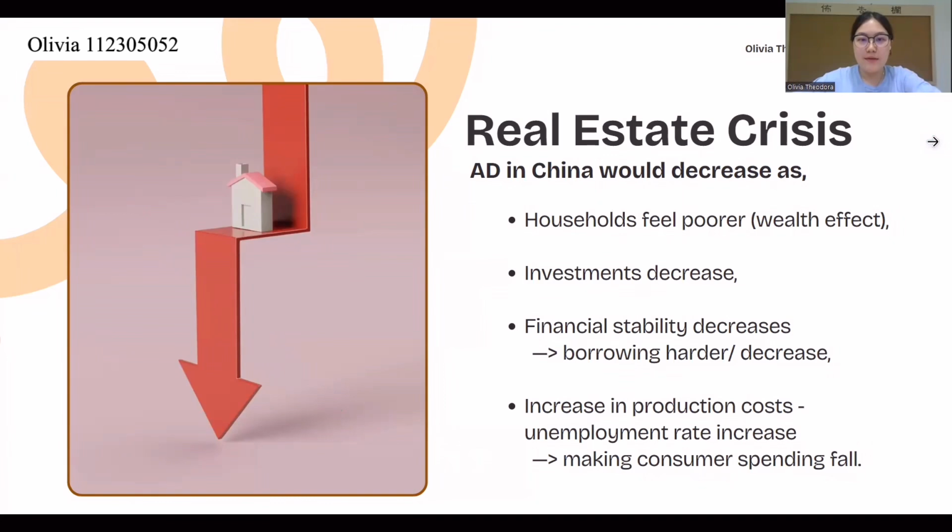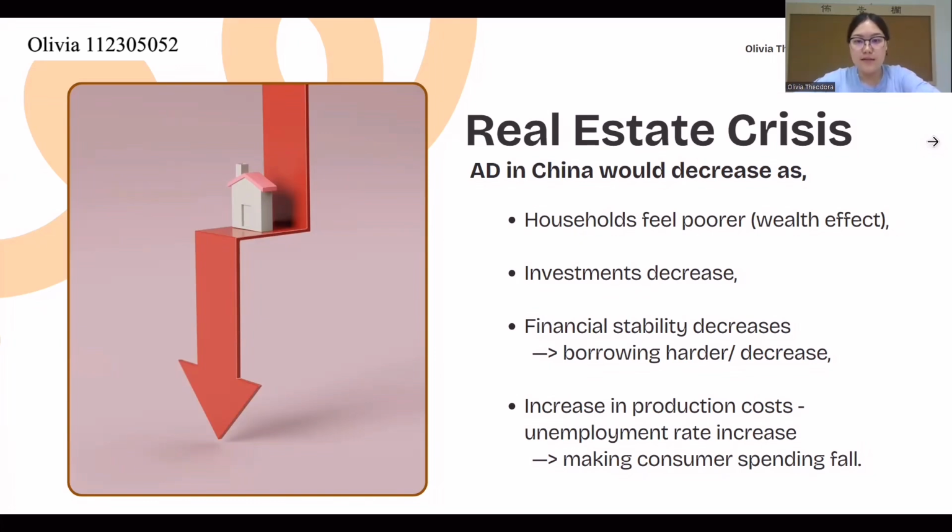Okay, so next up, I'll be explaining the two other situations, which are a real estate crisis and a stock market crash. If a real estate crisis happened, the aggregate demand in China would decrease due to several factors. The first factor is wealth effect. Considering the wealth effect, as the prices of real estate drops, households may feel poorer, leading to the decrease in the aggregate demand. The next factor would be investments.